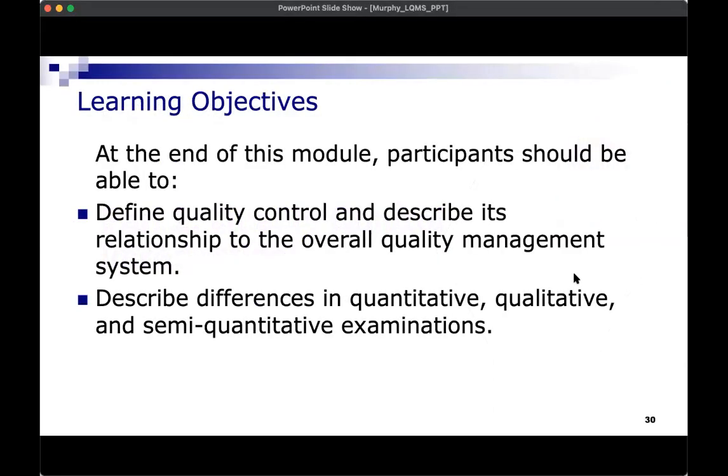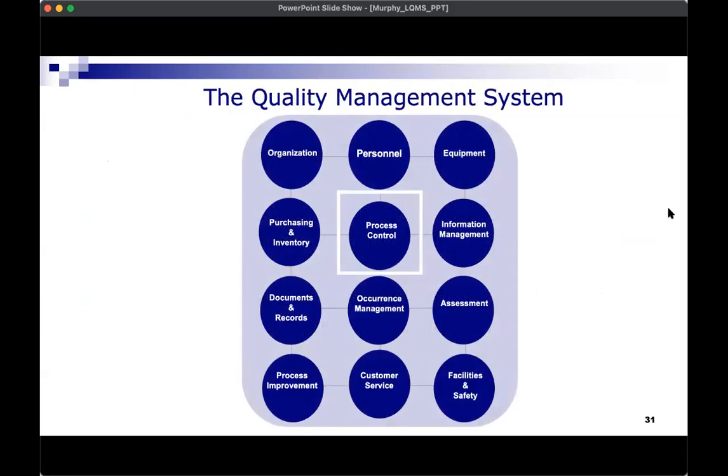So the learning objectives are to define quality control and describe its relationship to the overall quality management system, and describe the differences in quantitative, qualitative, and semi-quantitative examinations. So quality control falls in the same part as sample management. That's process control in the overall quality management system.